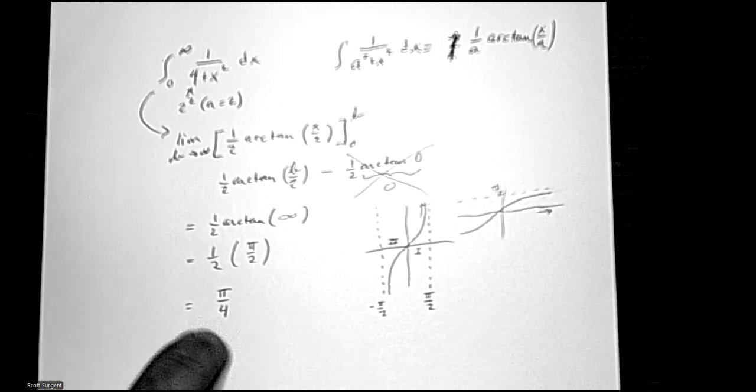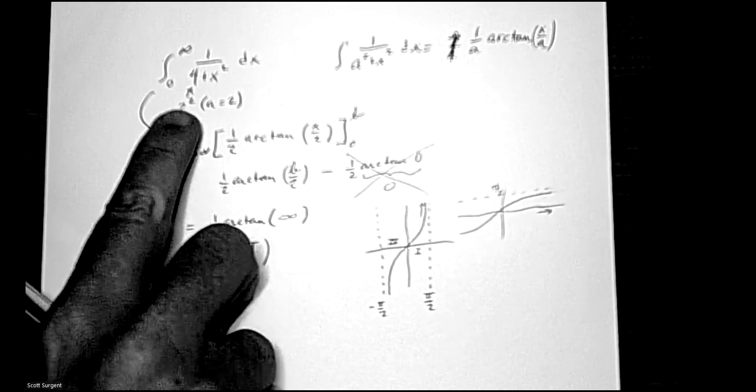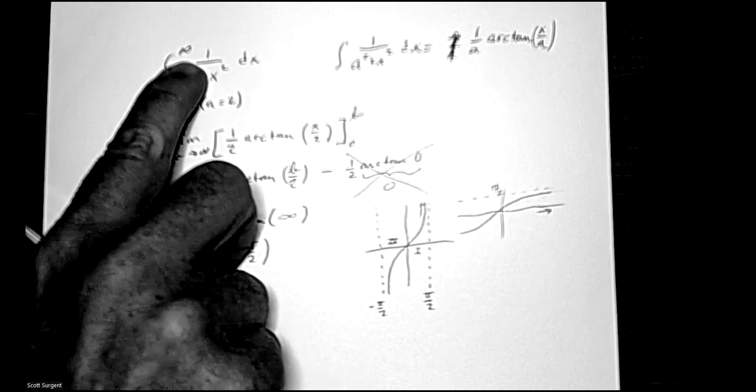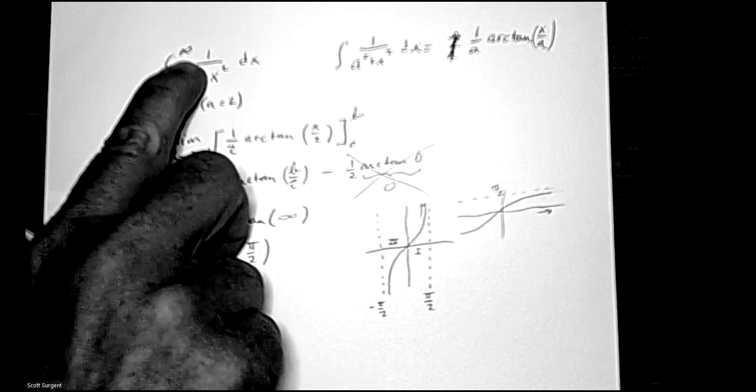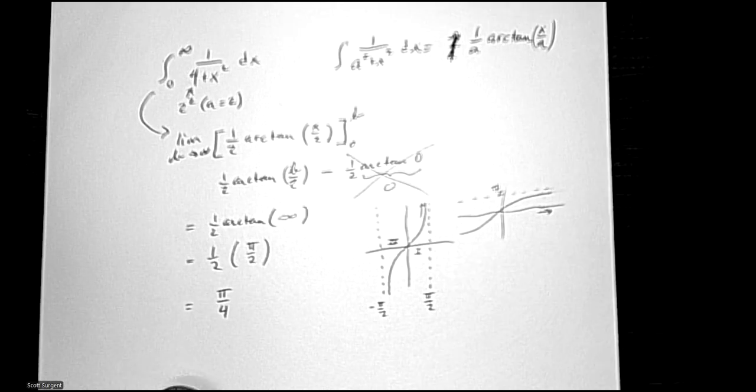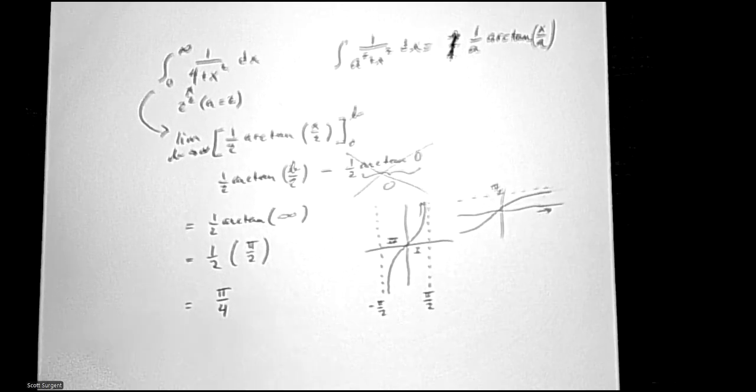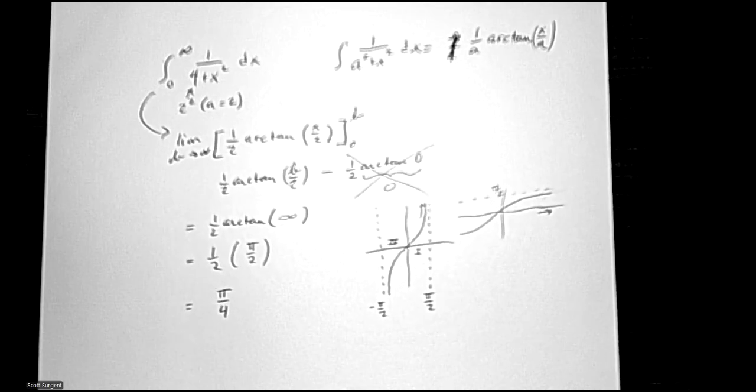Now you can check this. Go to Desmos, type in this integral. You can't type in infinity, but you can certainly type in like 100 or 1,000, and it should give you a number very close to pi over 4. So you analytically determined the exact value is pi over 4. Desmos will give you a decimal approximation. It should be 0.78539 and so forth. So you can use Desmos to check yourself.